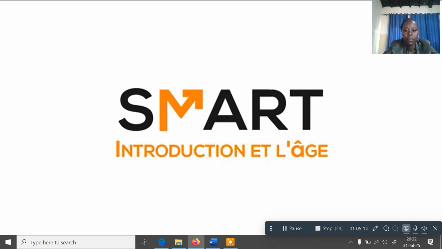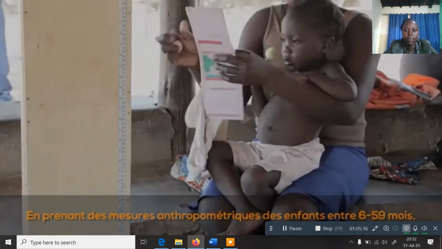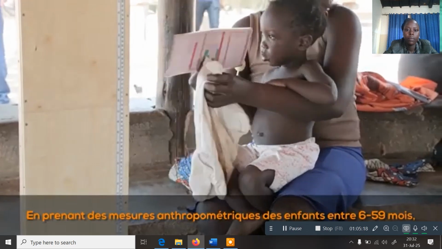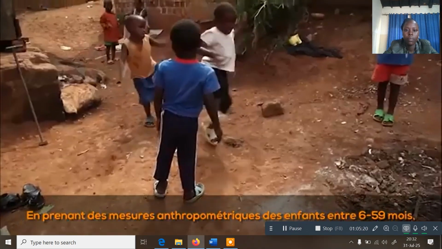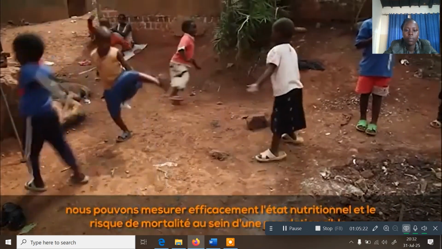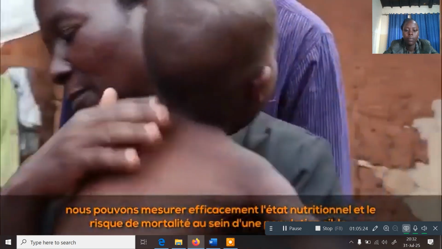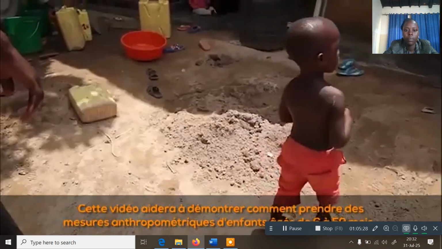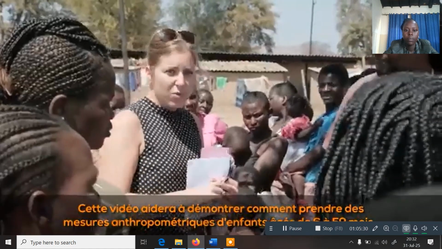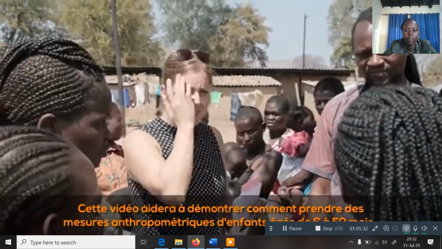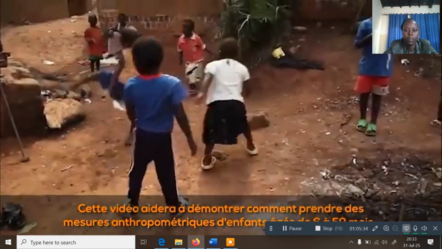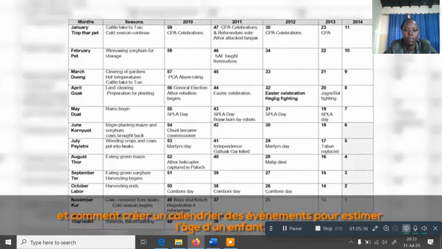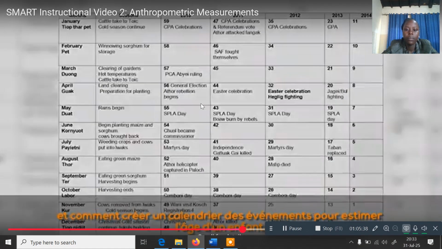Introduction and age. By taking anthropometric measurements of children between 6 and 59 months, we can effectively measure the nutritional status and risk of mortality within a target population. This video will help to demonstrate how to take anthropometric measurements of children aged between 6 and 59 months and how to create an events calendar to estimate a child's age.